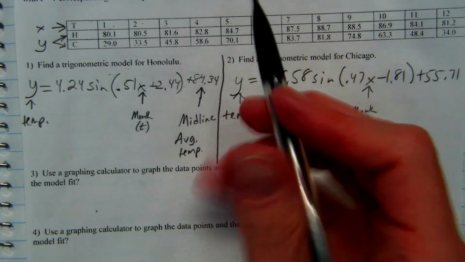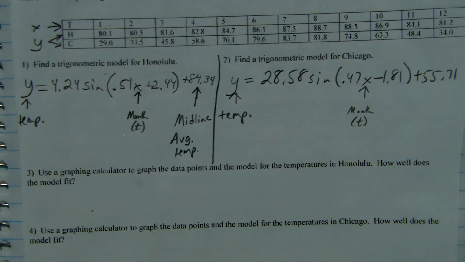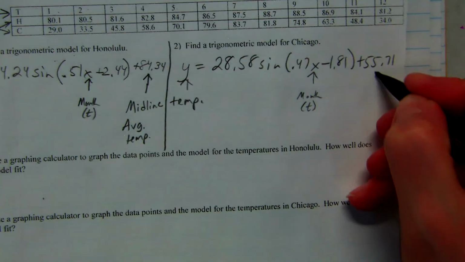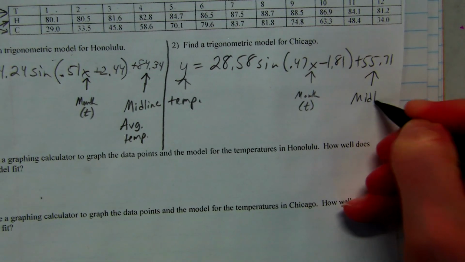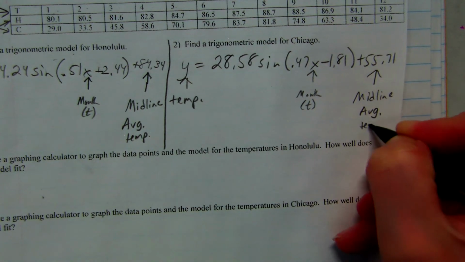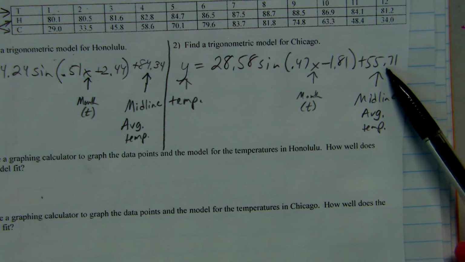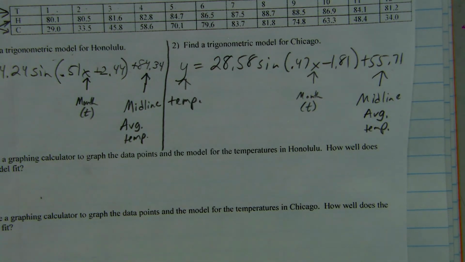So the average temperature in Hawaii is about 84 degrees. You come over here to Chicago, this would be my midline number. That's the average temperature for Chicago for the whole year. If you were to average the averages for each month, that's what you get. So that's how we can use this equation to answer questions.